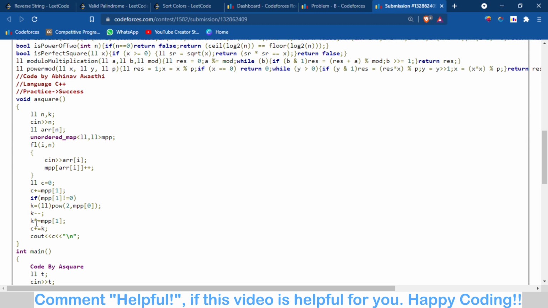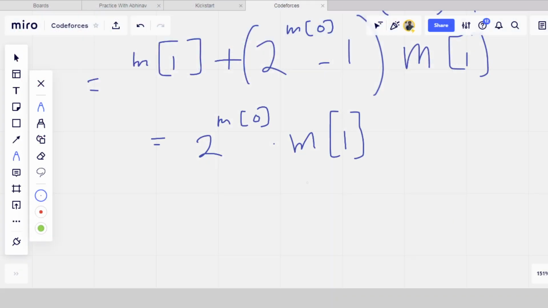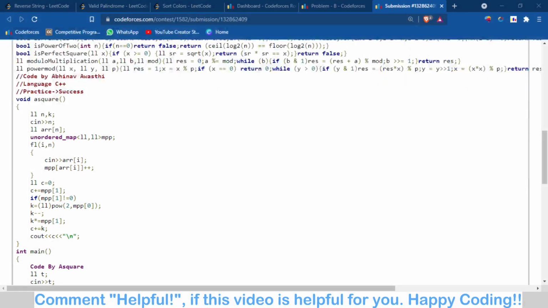Then मैंने simply कुछ नहीं किया है. मैंने 2 to the power frequency of 0 निकाला, उसे -1 कर दिया, फिर उसको मैंने MPP1 से मल्टीप्लाई कर दिया और मैंने यहाँ पे C में सब कुछ स्टोर कर लिया है. जो हम लोगों ने लॉजिक बनाया था, हम लोगों ने जो लॉजिक बनाया था यहाँ पर, जो फॉर्मूला था हमारे पास लास्ट में, ये वाला, उसको मैंने यहाँ पे इम्प्लीमेंट कर दिया है ओनली, और कुछ नहीं किया है. फाइन. So this is the code part only.